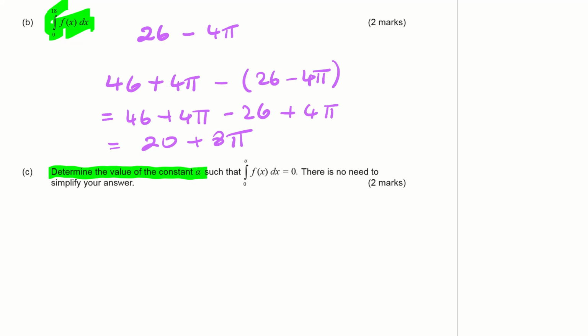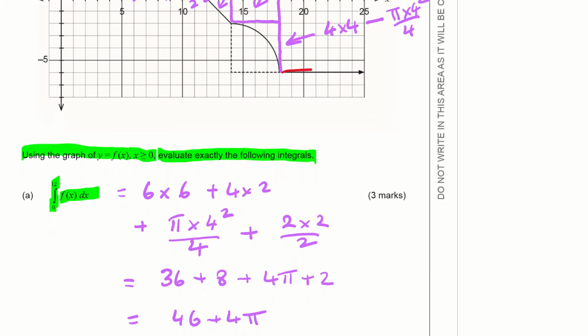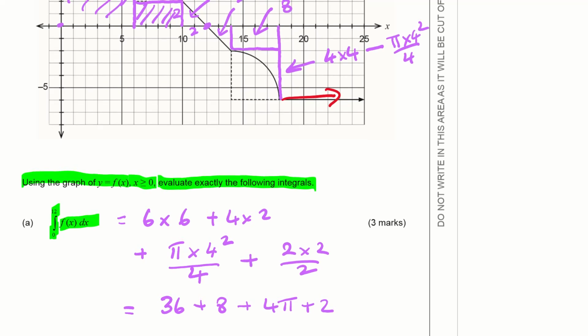Determine the value of the constant a such that the integral from 0 to a of f of x dx is equal to 0. There is no need to simplify your answer. So what we need to do is just keep going along here until the areas cancel out. Let me just remove some of this. So we're going from 18 upwards.